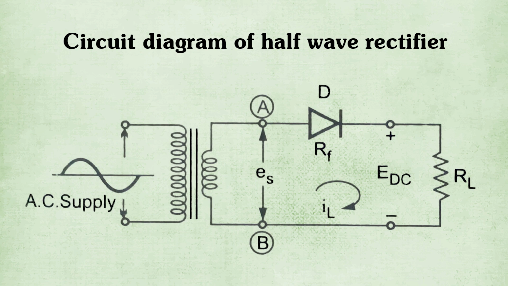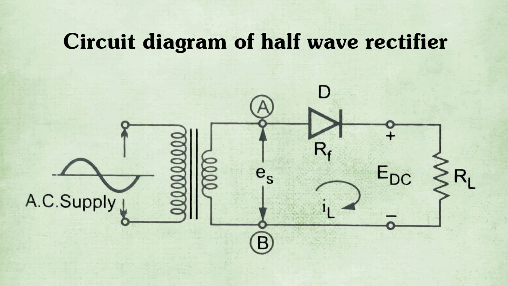Now, this picture shows the circuit diagram of half wave rectifier. In this, the rectifying element is the diode denoted by D. The forward resistance of the diode is denoted by RF. RL denotes the resistive load connected to the rectifying circuit, and the supply is given through a transformer.